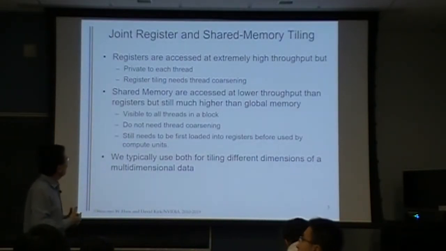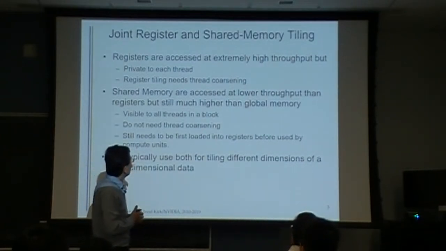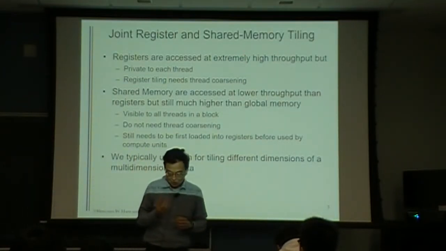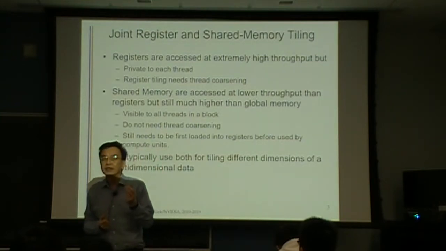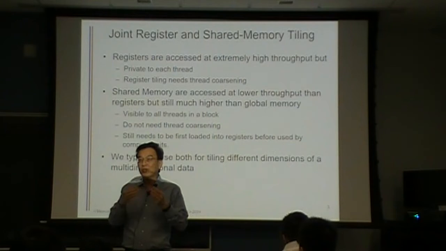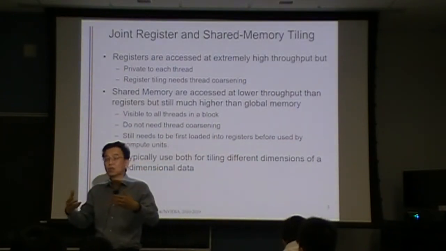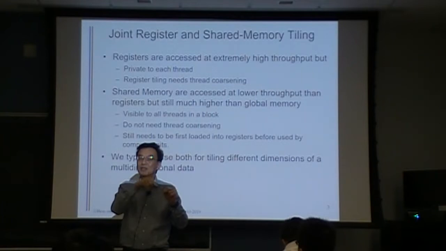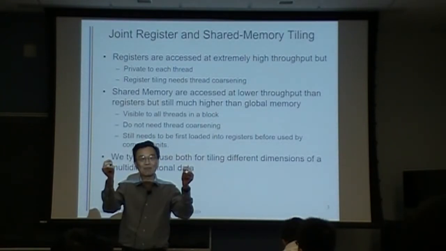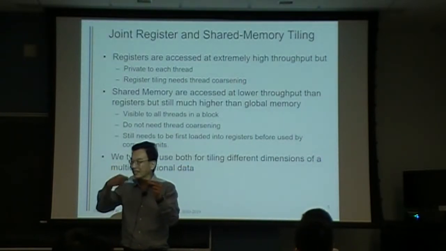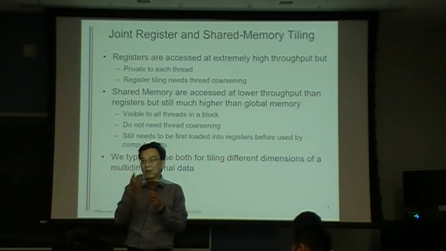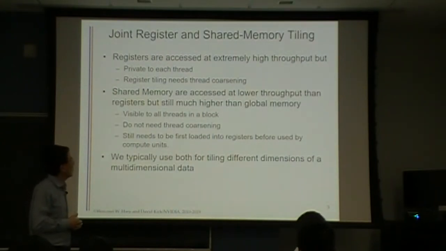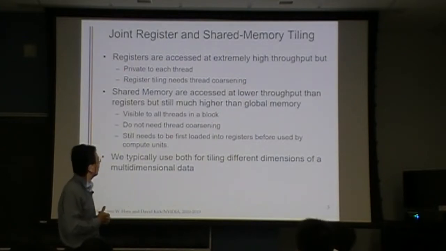The data is visible to all the threads in a block, and you do not need thread coarsening in order to use it. And there's something also very subtle. If you need to load multiple data points into shared memory, you can have multiple threads collaborate and load those data points. But if you're going to load data points into registers, only that thread can do the loading. So however many data points you need to load, that thread needs to load those data elements sequentially, step by step. So there is a little bit of trade-off in terms of how quickly you can get data into shared memory versus how quickly you can get data into registers.